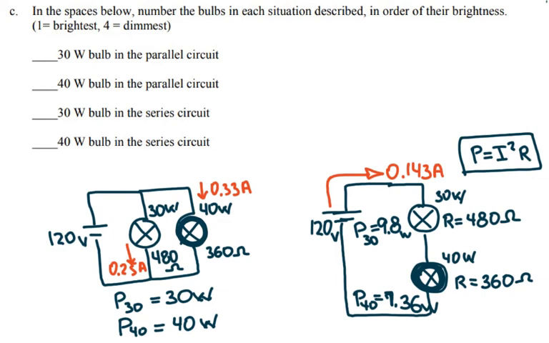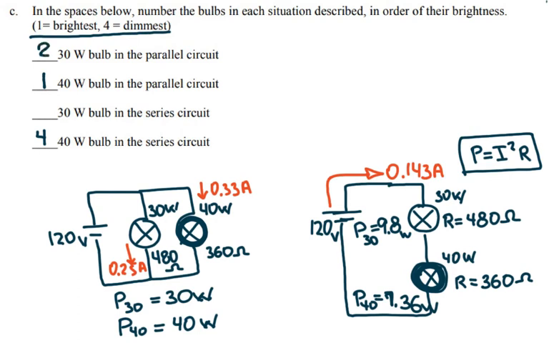So they say rate them by brightness. 1 means the brightest and 4 is the dimmest. I know the 40 watt in series connection is the dimmest, so this one is going to be number 4. And the 40 watt in parallel connection is the brightest. And then the 30 watt in parallel connection is second brightest.